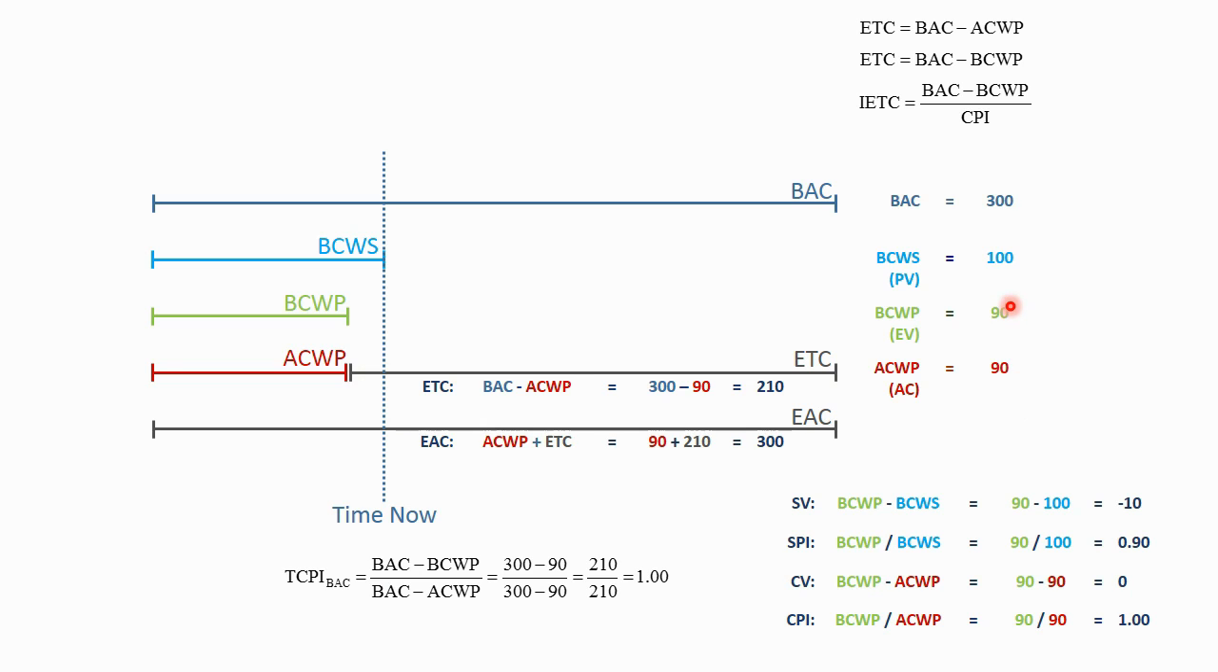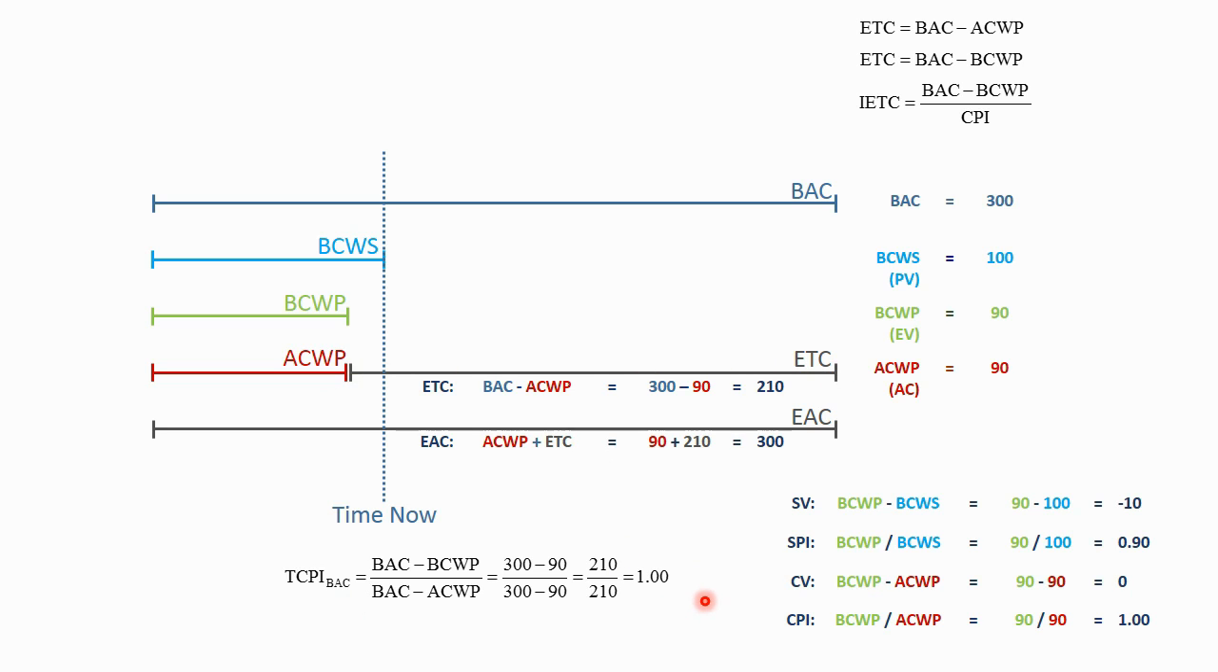because we performed 90 hours of work, we spent 90 hours of work, the budget remaining accounts for the 210 hours of performance remaining. So the budget at completion minus the budgeted cost of work performed, 300 hours of budget minus 90 hours of performance is 210. So there's 210 hours here. Likewise, the budget at completion minus the actual cost of work performed is 300 minus 90. There's 210 hours of budget remaining.